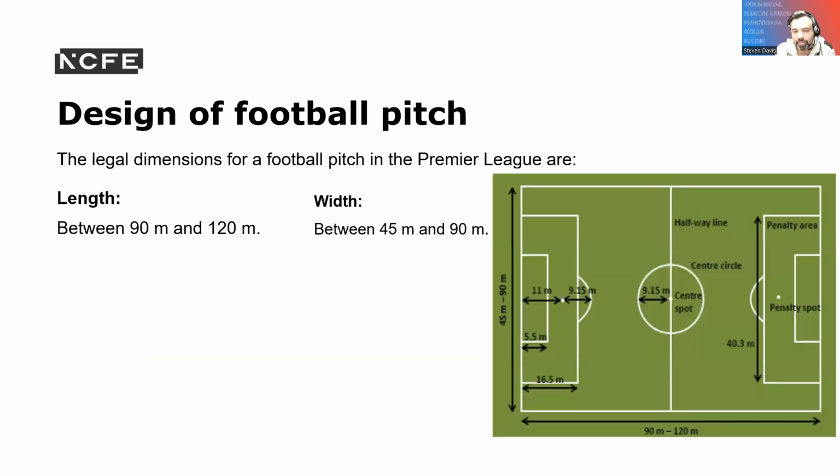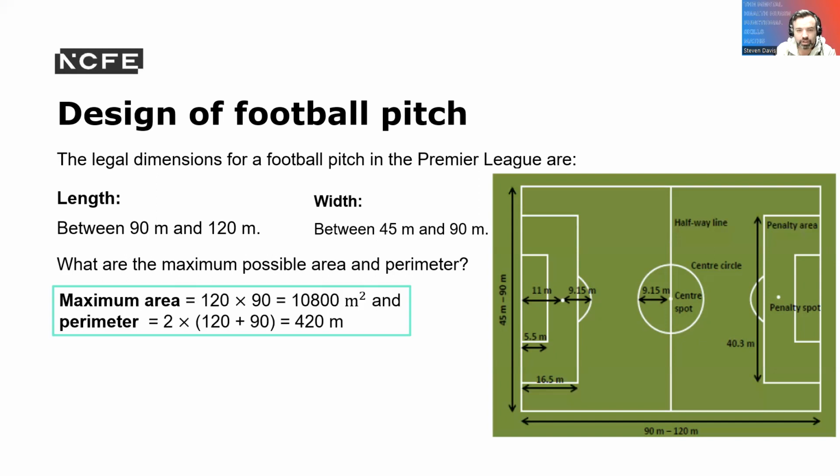So when we move forward, if we look at the design of a football pitch, the dimensions of a Premier League pitch: the length is between 90 and 120, and the width is between 45 and 90. What is the maximum possible area and perimeter then? So for the maximum area, we're looking at 120 times 90, which is 10,800 square meters. And the perimeter is 2 times 120 plus 90, which is then 420 meters.